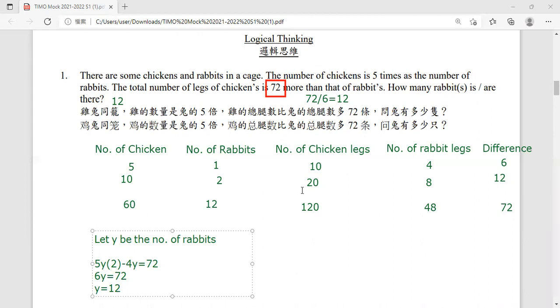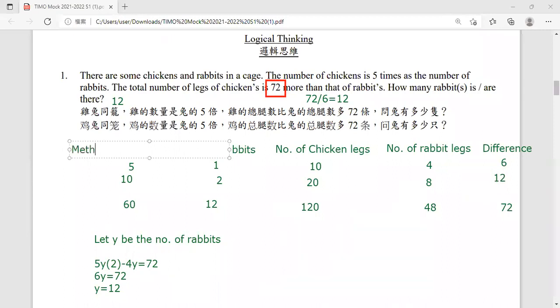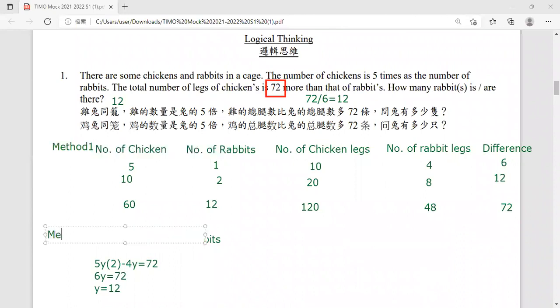So you will find that if you can use the algebra method, you will do it very fast. Or if you don't want to use the algebra method, you can do it like this part. This is the first method, and this is the second method. Any questions?